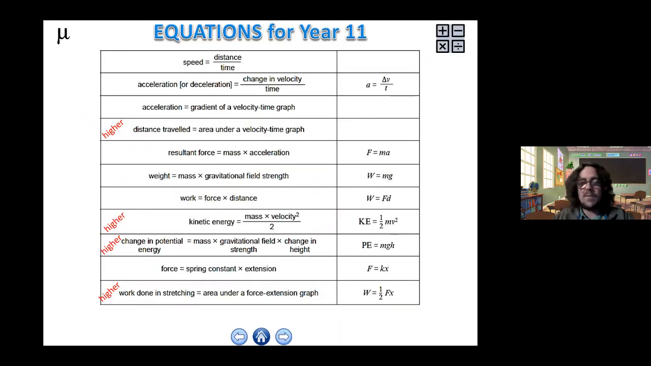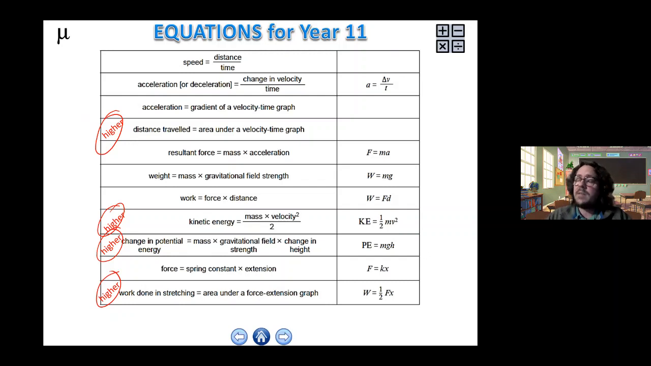Here are your equations for year 11. Also, you can see here that some of them are higher tier as well, okay? So those equations are only needed if you're doing higher tier. Now, you can look at this one of two ways, and I always say this to my students. You can first of all say, whoa, that's a lot of equations. This looks really hard. I'm a little bit freaked out. I think I'm going to have a panic attack.